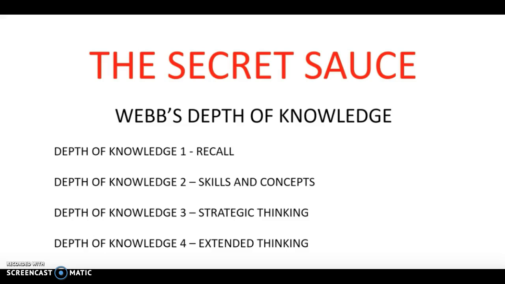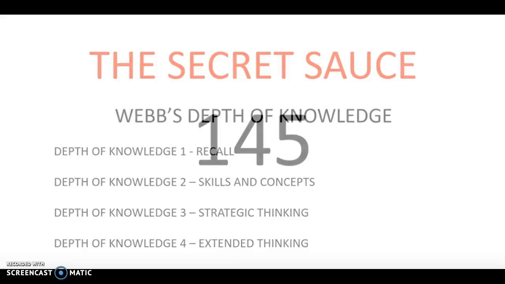Depth of knowledge 3 is going to require a little bit more strategic thinking, more of what they call decision points, places in the problem where you have to make a decision about what to do. And then depth of knowledge 4 is extended thinking. On the GED test, there are no depth of knowledge 4 questions, but there are depth of knowledge 1, 2, and 3. In order to pass the GED test, you have to score 145 points. This is true in most states in the country who continue to recognize the GED test.